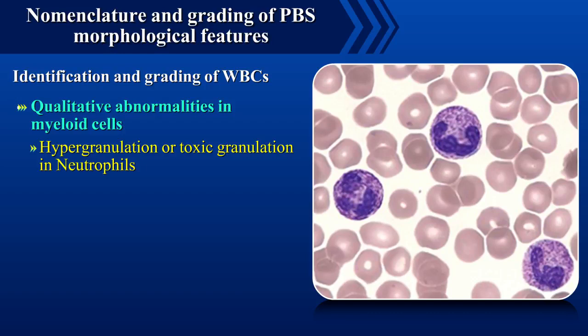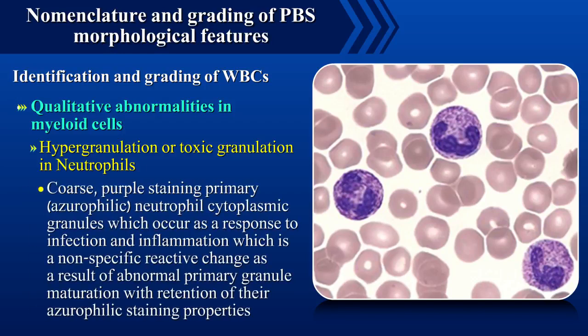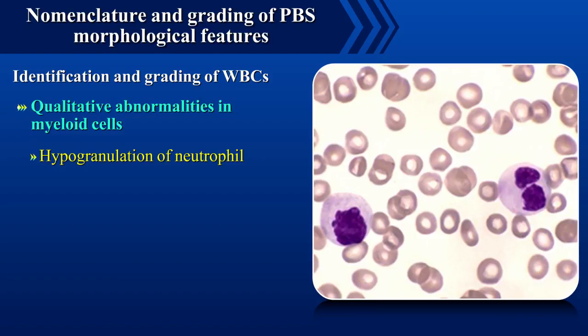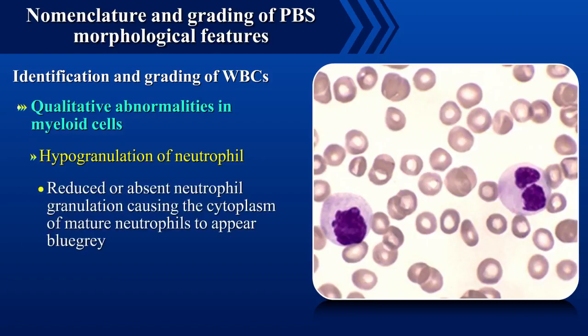Hypergranulation or toxic granulation in neutrophils are coarse, purple staining primary or eosinophilic neutrophilic cytoplasmic granules which occur as a response to infection and inflammation, which is a non-specific reactive change as a result of abnormal primary granule maturation with retention of their eosinophilic staining properties. Hypogranulation of neutrophil is reduced or absent neutrophil granulation, causing the cytoplasm of mature neutrophils to appear bluish gray.